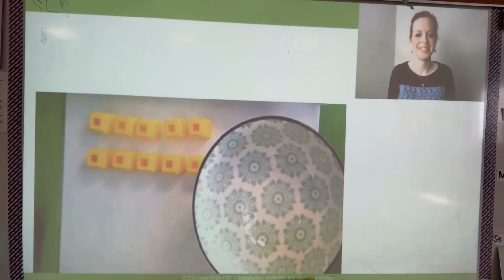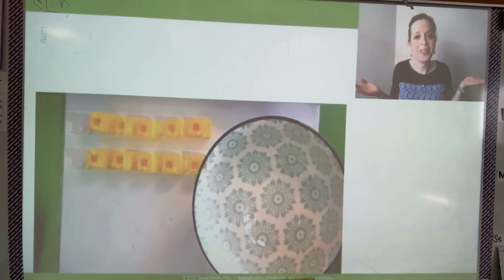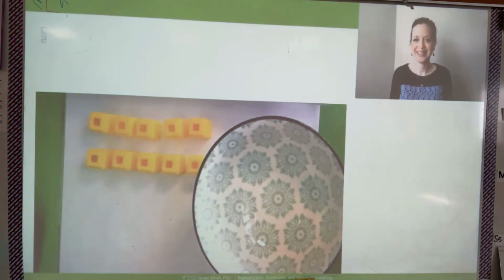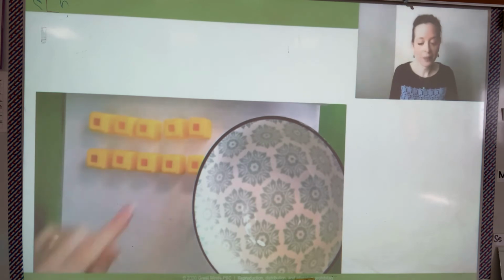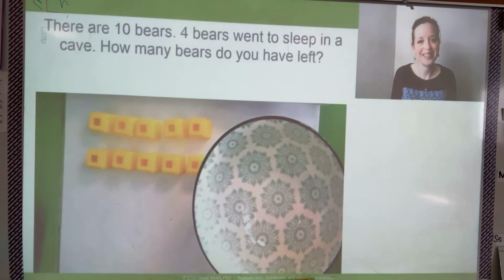Today, our cubes are going to be bears. How many bears do you have? Show me with your fingers. Okay, hold up your hands. How many bears? That's right, we have 10 bears. And we can see the 10 bears as two groups or rows of 5 in our 5-group rows. There are 10 bears.